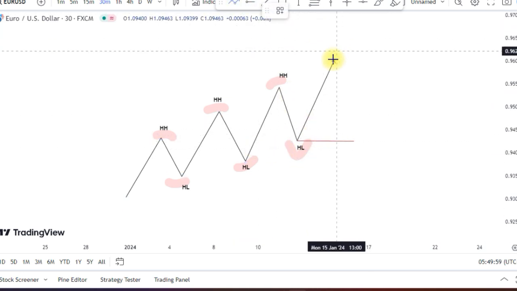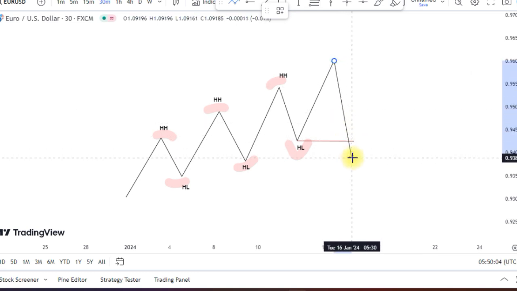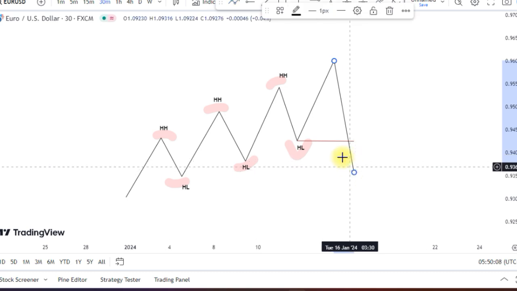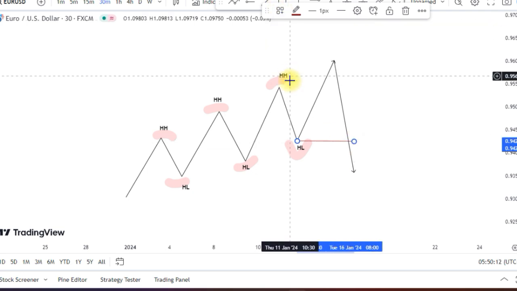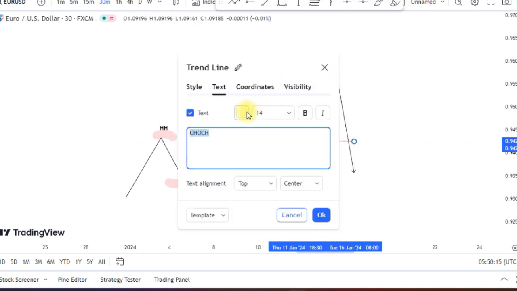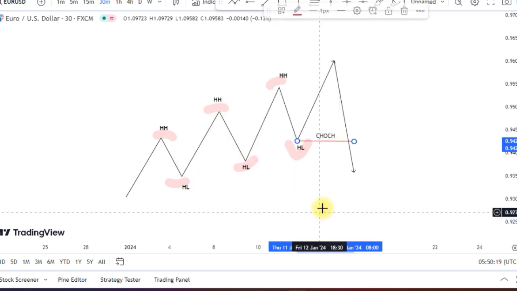So for example, if this market moves all the way to the downside and it takes out this higher low, now we have a change of character. We can label this line here to be our change of character. Now that line becomes our change of character.